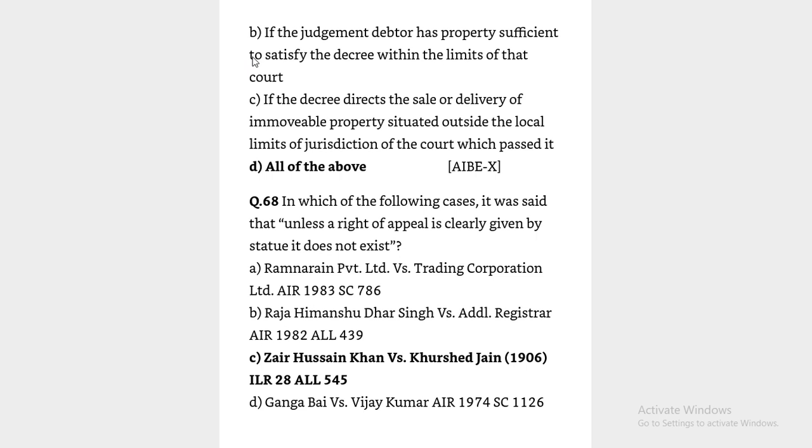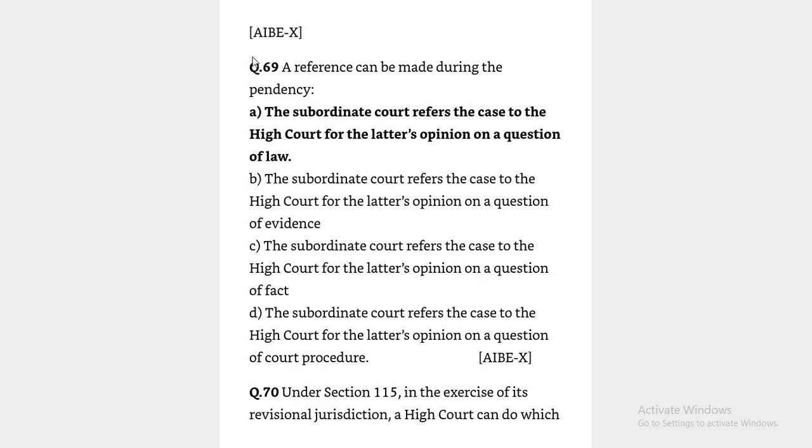In which of the following cases was it said that unless a right of appeal is clearly given by a statute, it does not exist? This was said in the case of Zair Hussain Khan versus Khurshid Jain. A reference can be made during the pendency of a case if the subordinate court refers the case to the higher court for the latter's opinion on a question of law. Here, the reference is on a question of law.